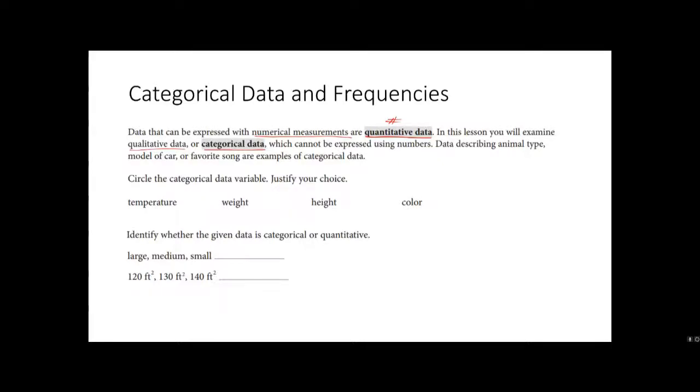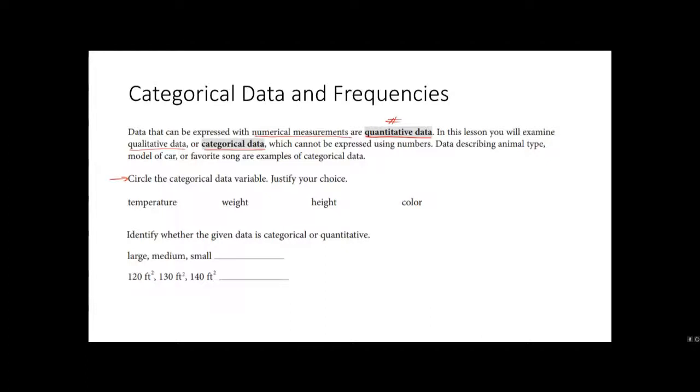Now, data describing animal types, model of car, or favorite song are examples of categorical data. So again, you can't ask, "What kind of dog is that?" and have me give you a number like five. That doesn't work. Now, let's try looking at this example right here. Circle the categorical data variable.